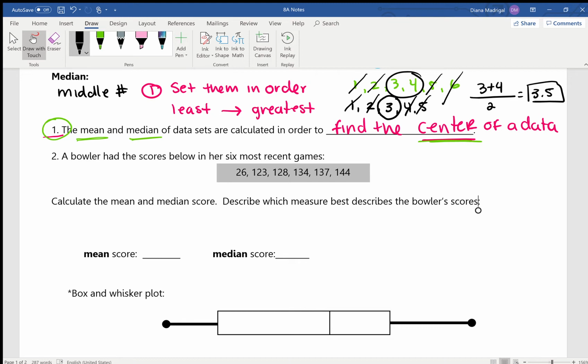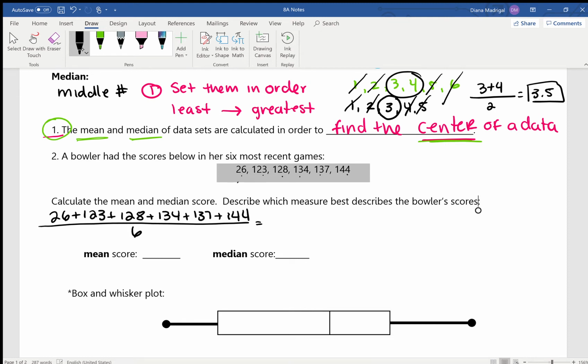So to find the mean, you need to add all of them: 126 plus 123 plus 128 plus 134 plus 137 plus 144. And then you need to divide it by 6 because there's 6 numbers: 1, 2, 3, 4, 5, 6. So you will be needing a calculator. So my suggestion is that you start taking one out. You bring one to school or get one ASAP. You're going to keep needing this. All right. So when you add them together, this is going to equal 692 divided by 6.